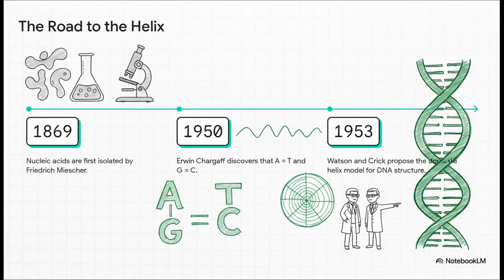A biochemist named Erwin Chargaff found that in any DNA sample, the amount of adenine always seemed to equal thymine, and guanine always equaled cytosine. This was a huge hint. Then, in 1953, using that rule and some crucial X-ray images from a scientist named Rosalind Franklin, James Watson and Francis Crick finally cracked the code.